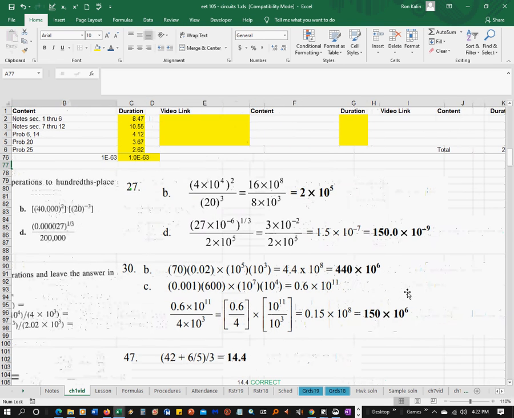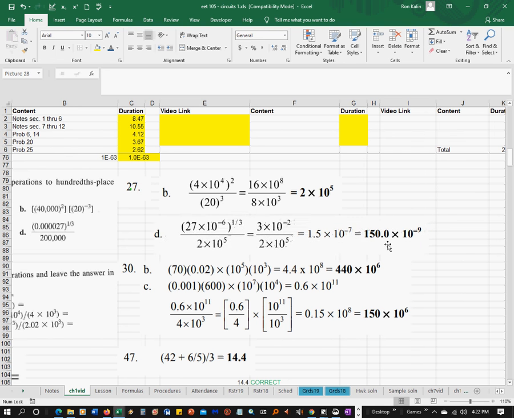So that equals 150 times 10 to the minus 9.